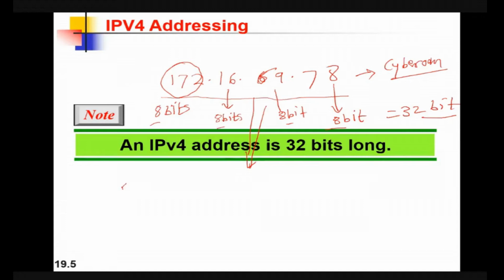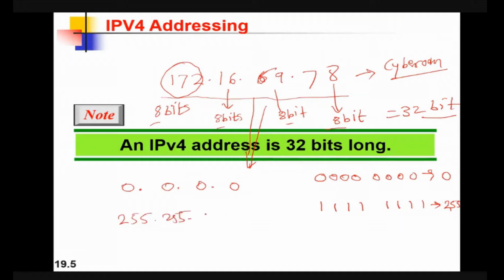That means the IP addresses can be represented from 0.0.0.0. This is the minimum number that can be formed with 8 bits. And what is the maximum number that you can form? If it is all ones, then this will be the maximum number. This is decimal 0, and this is decimal 255. So the last address that can be formed is 255.255.255.255.